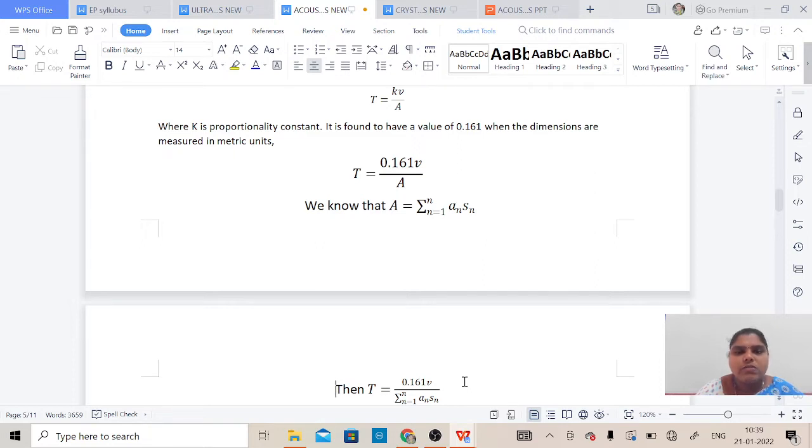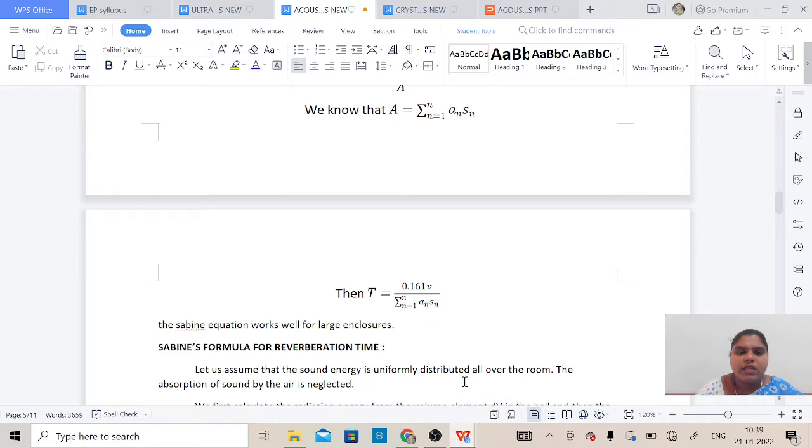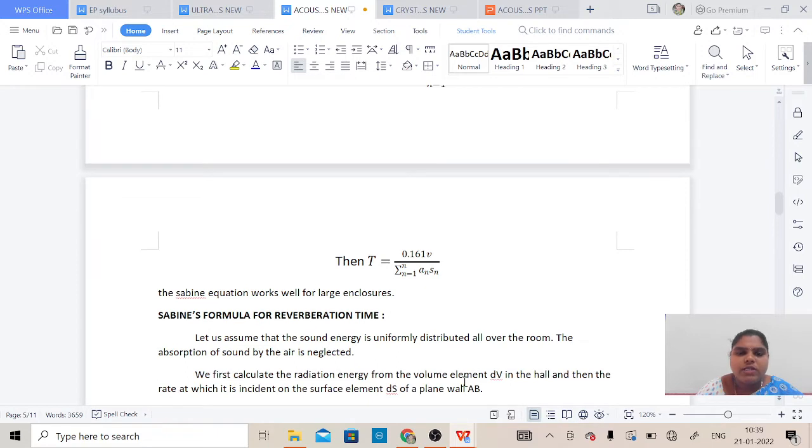So the reverberation time is T equals 0.161 V by A. We know that A, the total absorption, equals the sum from n equals 1 to n of a_n S_n, where a is the absorption coefficient of each material present in the hall and S is the area of that particular material. Then T equals 0.161 V divided by the summation over all materials. The Sabine equation works well for large enclosures.